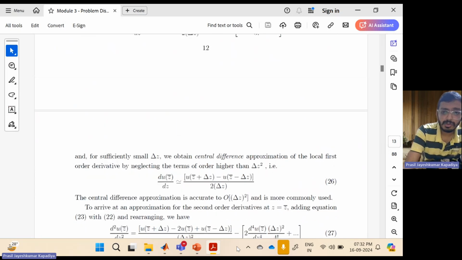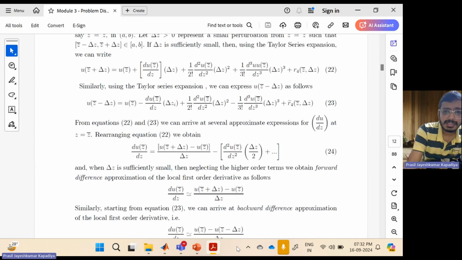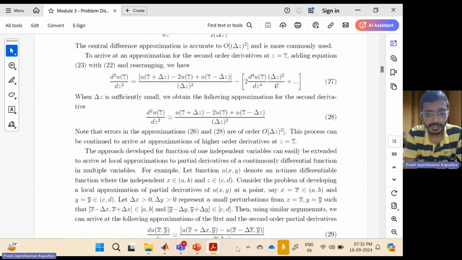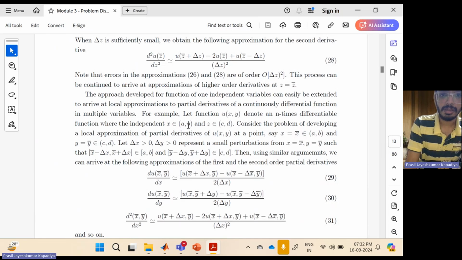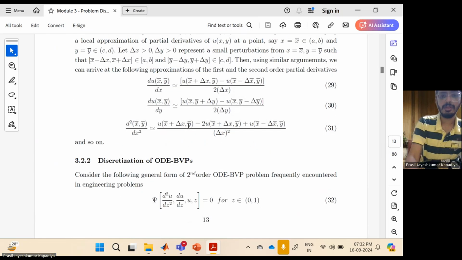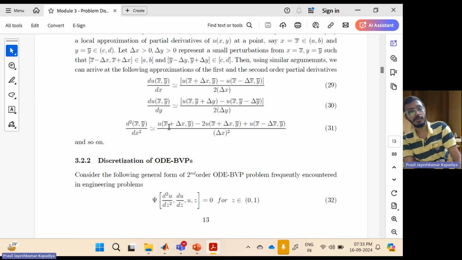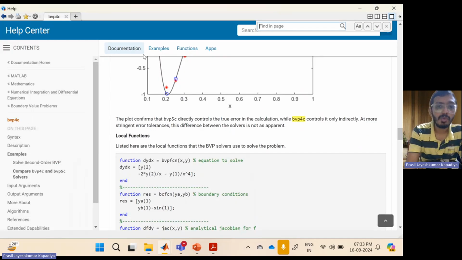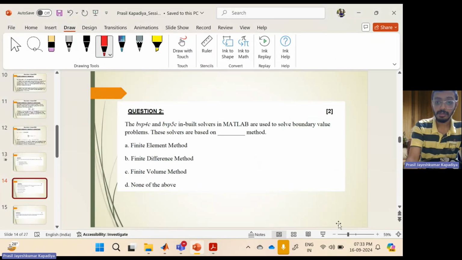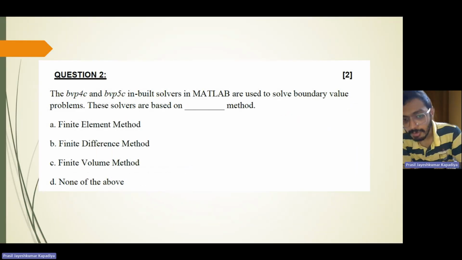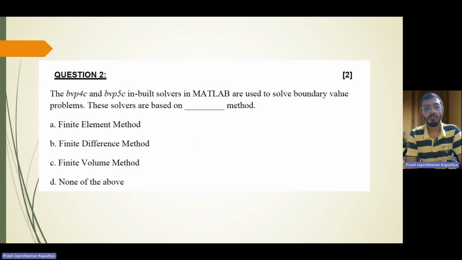From this we can also calculate d square u by dz square, that is the second derivative. Central difference is mainly used because of its accuracy and the order of error in delta z. So this is how we can calculate d square u by dz square also. These are the central difference formulas. So both BVP4C and BVP5C work on the finite difference method. So our correct answer is B.